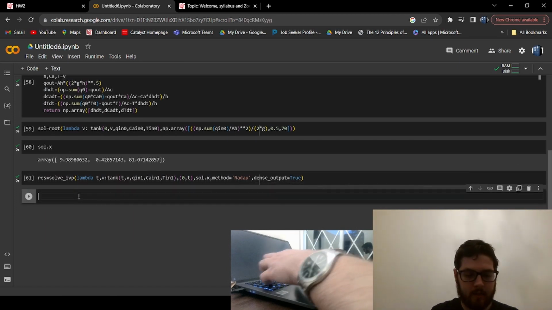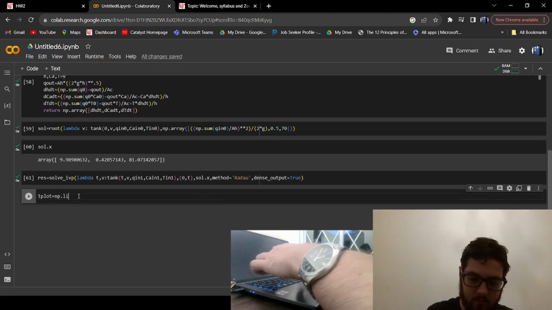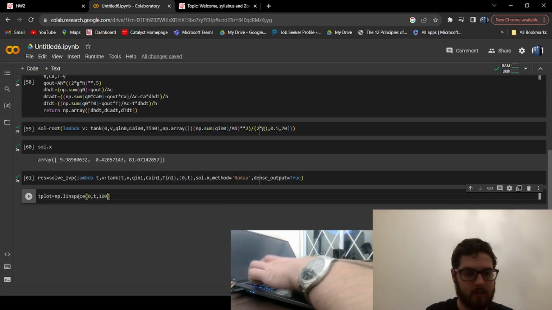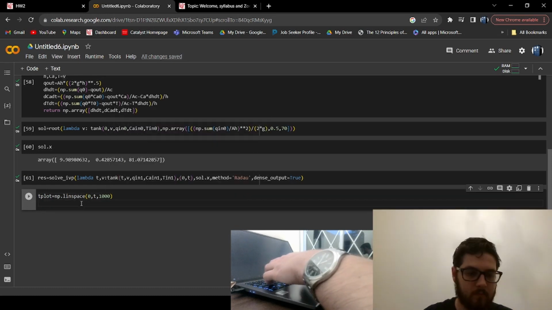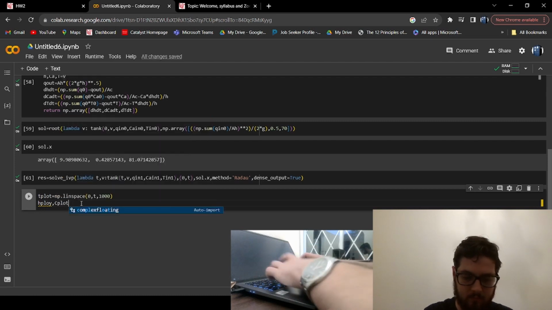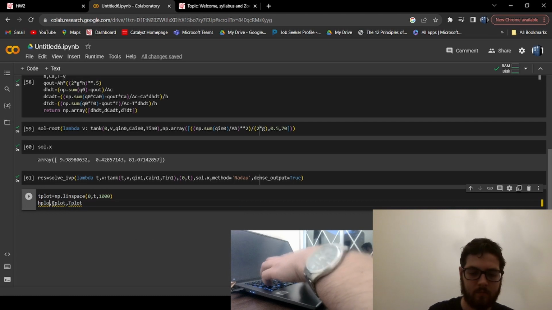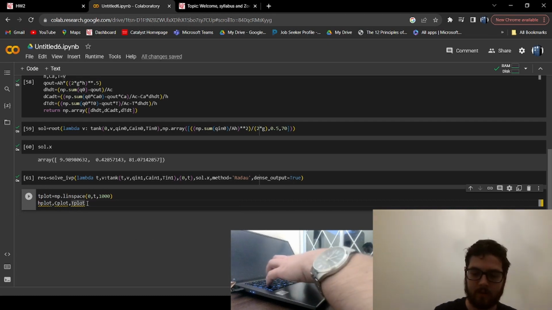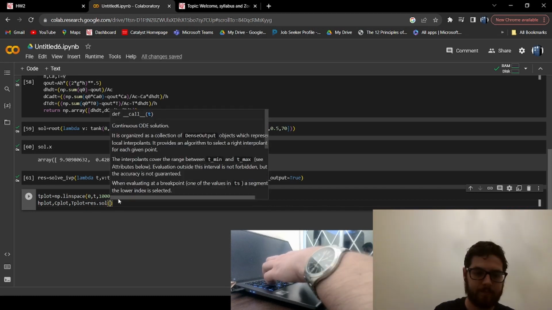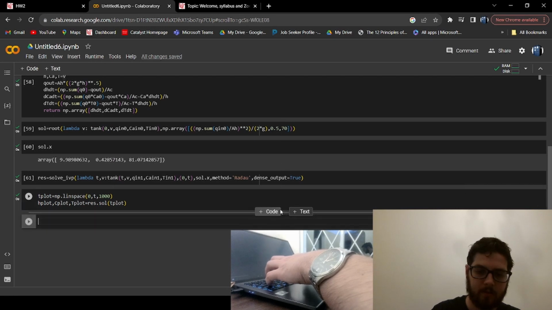Alright, now we just gotta make a time plot. Numpy linspace from 0 to time with 1,000 points in between. And we want a vector of the height, which is going to be equal to the solution from the last thing, the solution with respect to the time.